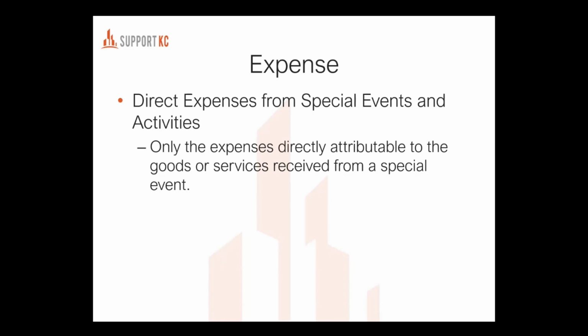All right. So when we are working on special event expenses, we're only looking at expenses that are directly attributed to that special event. So if you had an insurance policy that your venue required you to take out for that event, that's a direct expense for the event. But if you have an insurance policy that covers the whole organization, we can't allocate those expenses to your special event because it's not a direct expense.